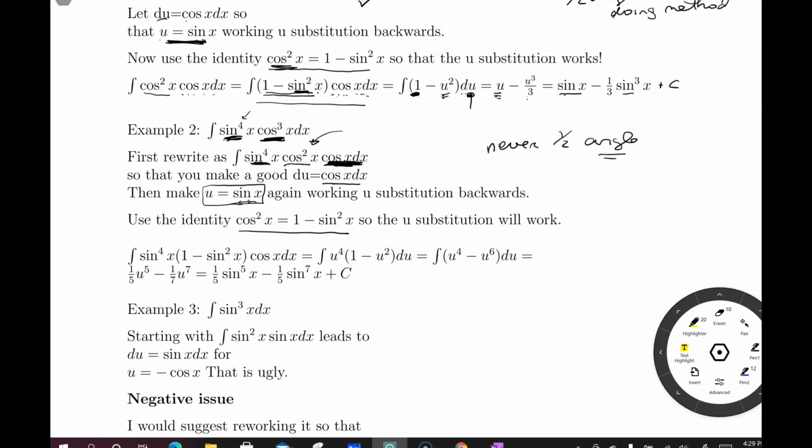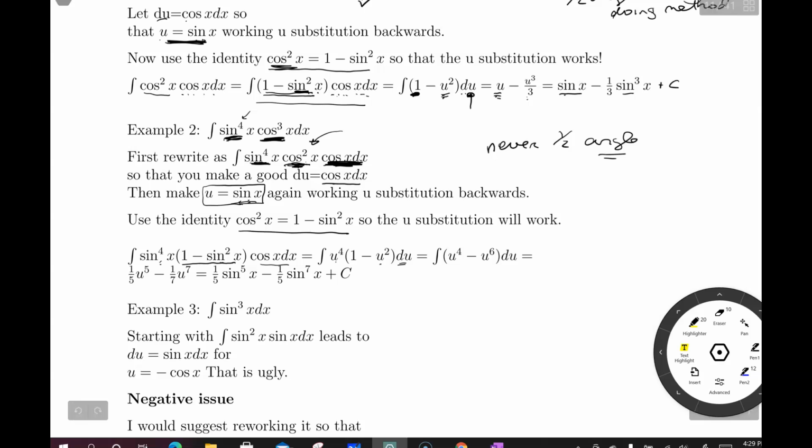Cosine squared is 1 minus sine squared. So take cosine squared out and put in 1 minus sine squared. And so here I've got all x's: my sine to the fourth, my 1 minus sine squared in for cosine squared, my cosine of x. Now I'm ready to make my u substitution. So this gives me u to the fourth, 1 minus u squared, cosine of x dx is du.